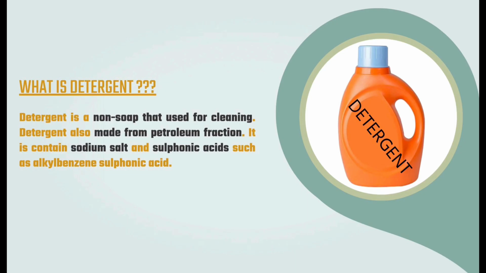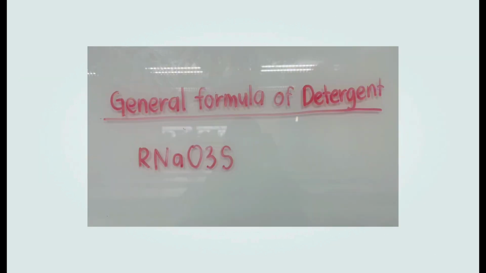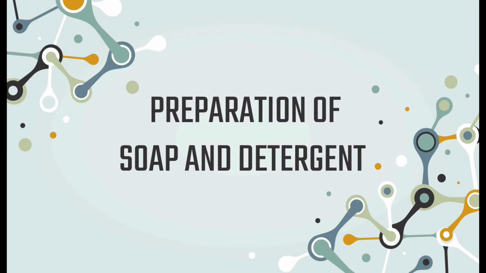What is detergent? Detergent is a non-soap used for cleaning. Detergents are usually made from synthetic sources such as petroleum fraction. It also contains sodium salt and sulfonic acids such as alkyl benzene sulfonic acid. This is the general formula of detergent, which is RNaO3S. So now, let's take a look at the preparation of soap and detergent.